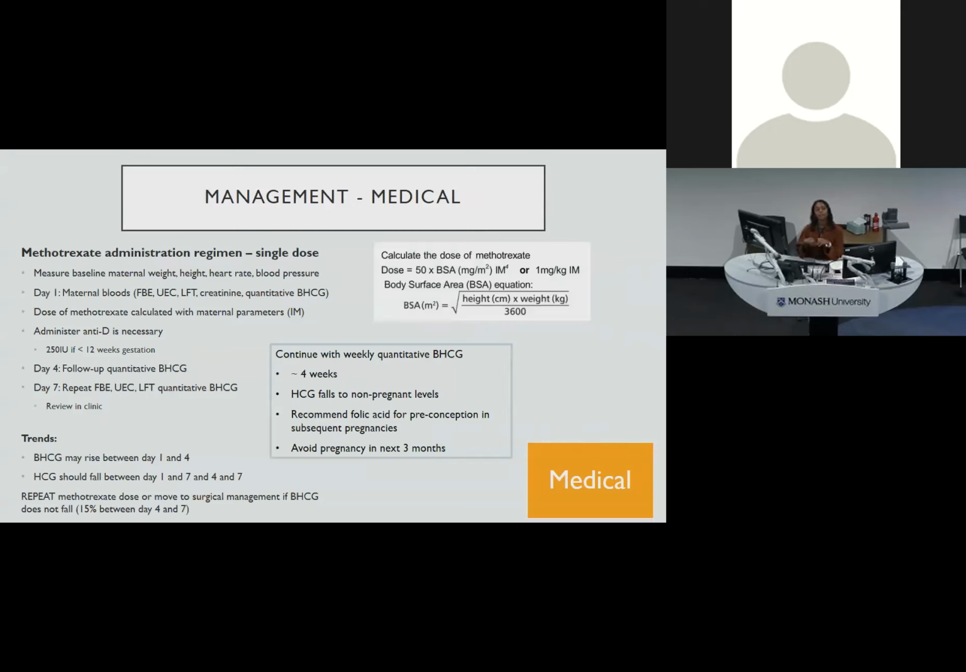In general, given medical management has been successful, you do need to watch your beta-HCG and make sure that it falls down to non-pregnant levels, and it generally takes about 4 weeks to see that change. Given that methotrexate is a folic acid antagonist, you just recommend, as you'd recommend to anyone who's trying to get pregnant, to use folic acid in the period of time when they're trying to fall pregnant again, and as I mentioned, avoid pregnancy in the next 3 months, so ensure they have appropriate contraception for that period.